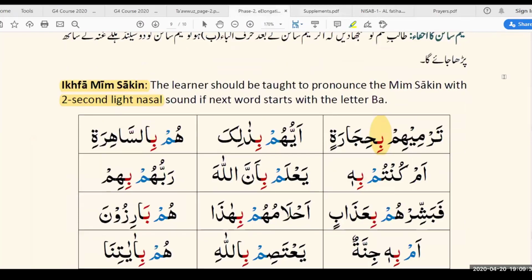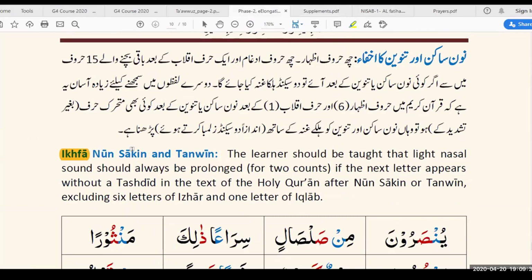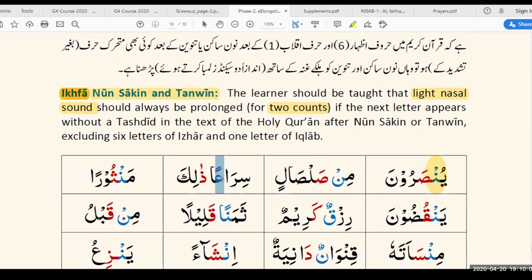Okay. So there are ikhfa mim sakin, and then there is also ikhfa noon sakin and tanween. You will also do a light nasal sound here as well, with 2 seconds, 2 counts, 2 beats. It's all the same thing. If the next letter after the noon sakin, as in noon with a sukoon, or tanween, they both make the same sound.